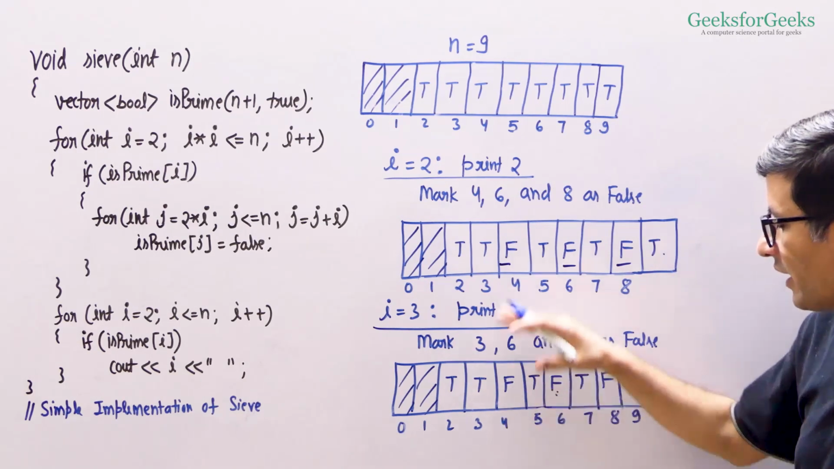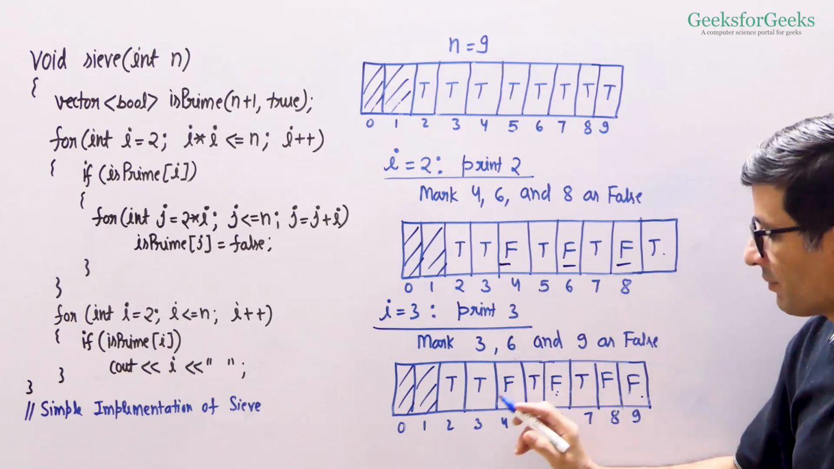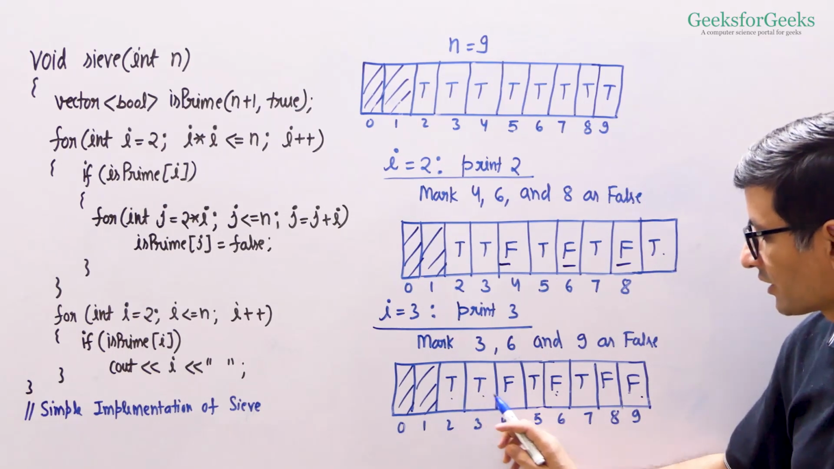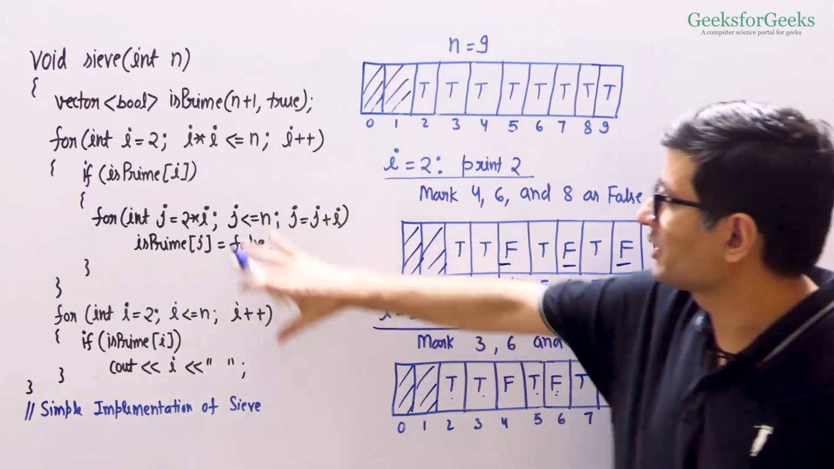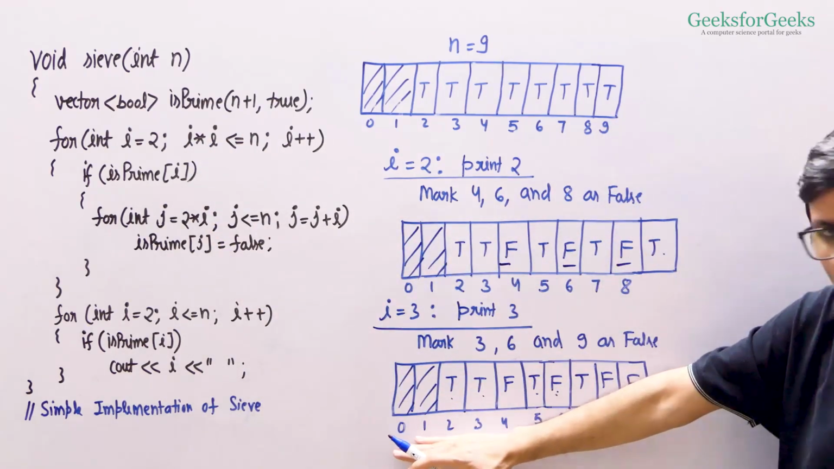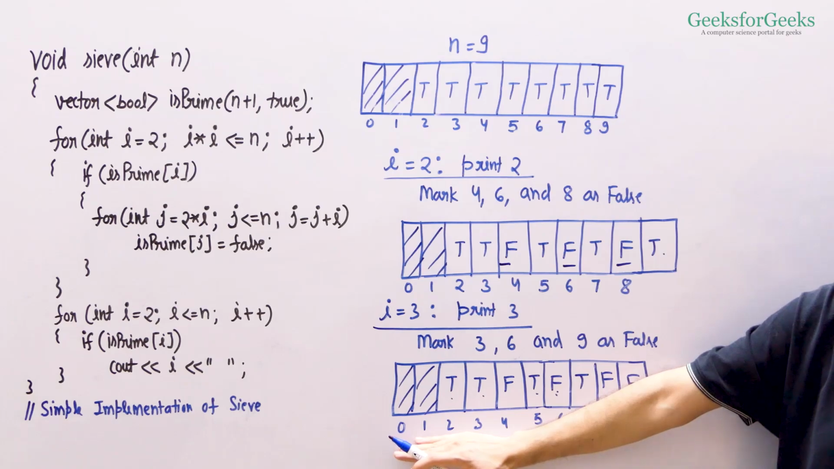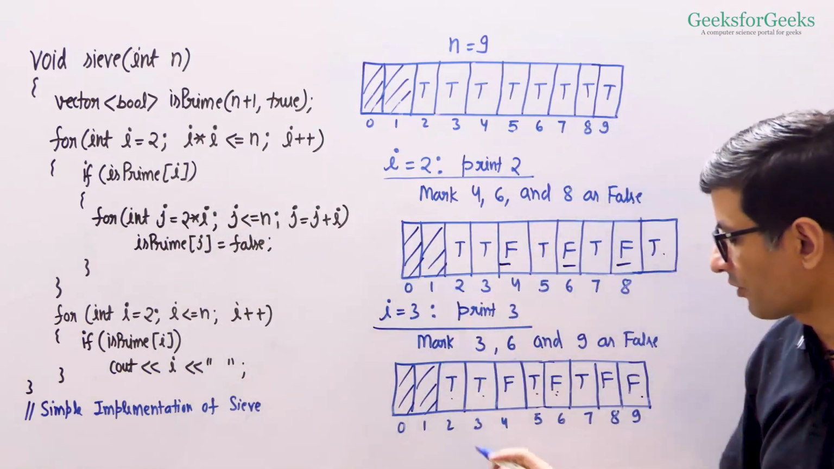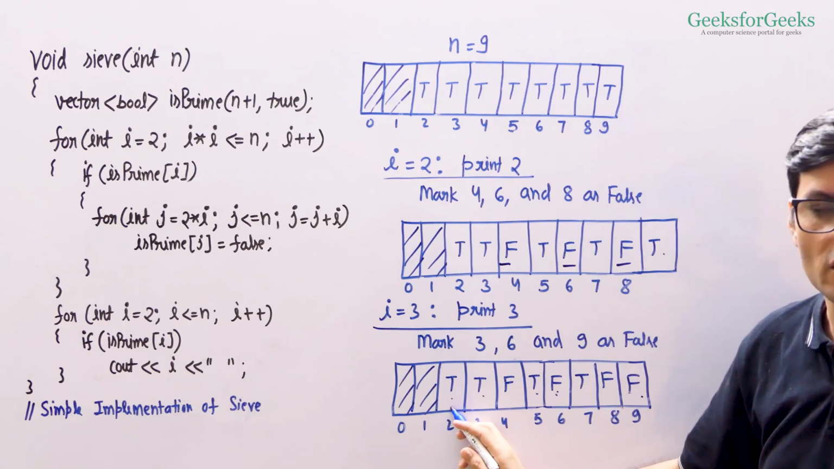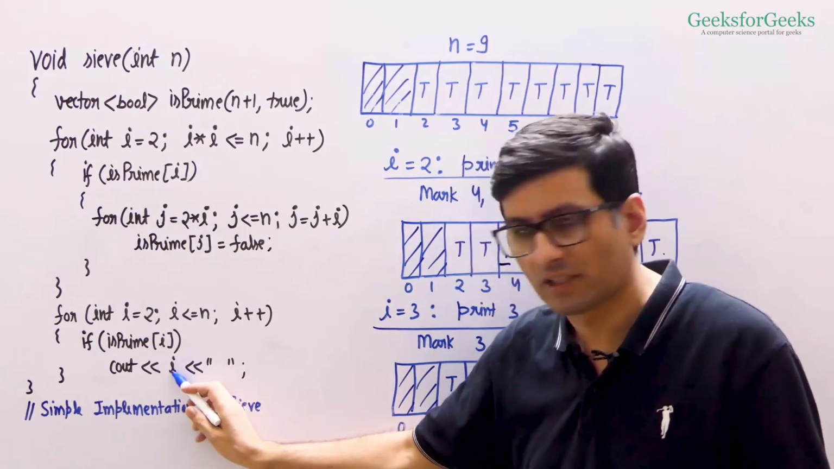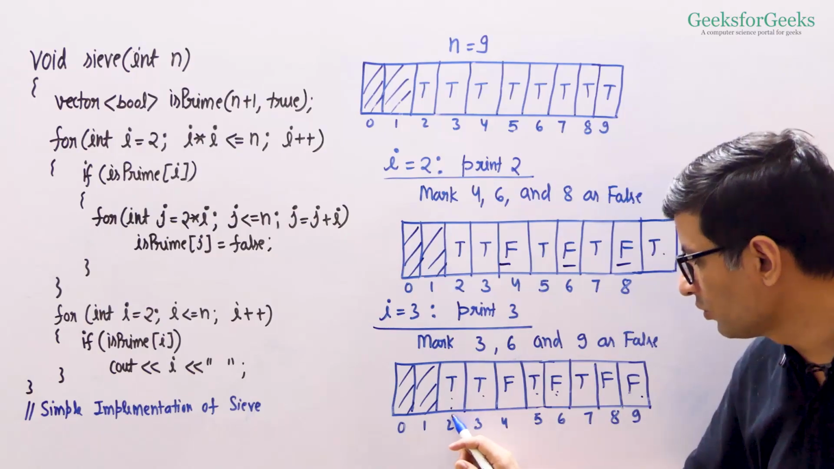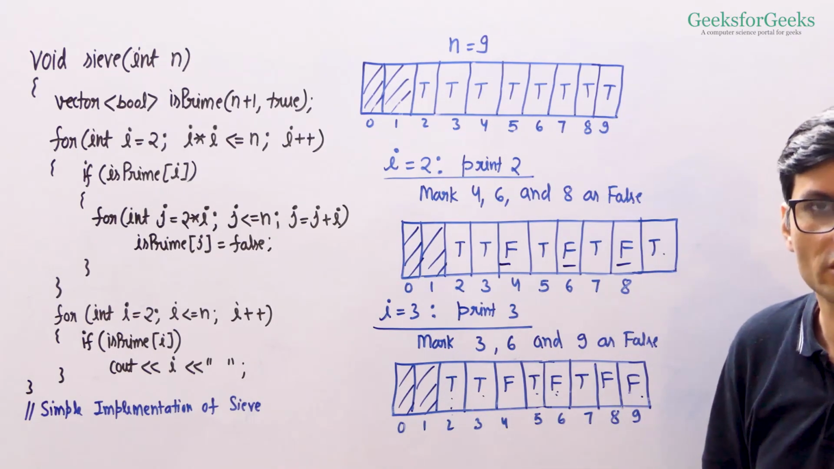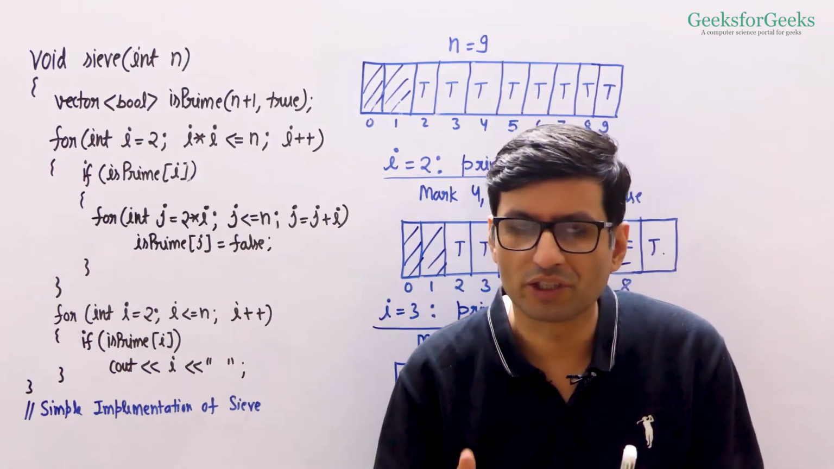So you can notice that after 2 iterations of the loop, the prime numbers have their values as true, right? 2 is true, 3 is true, and 5 is true. So after finishing this loop, we have this status of our isPrime array or isPrime vector. And what we do now is we simply traverse through isPrime from index 2, and whenever we see a true value, we print that i, right? So we are going to print 2, 3, 5 and 7, and these are the prime numbers smaller than or equal to 9.